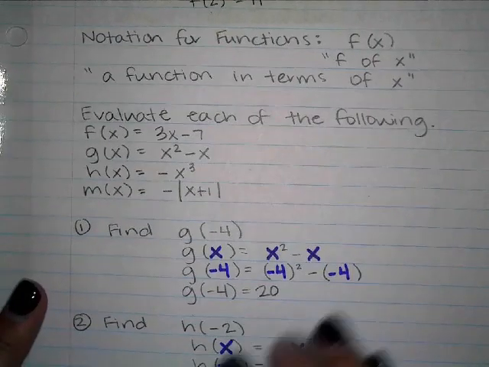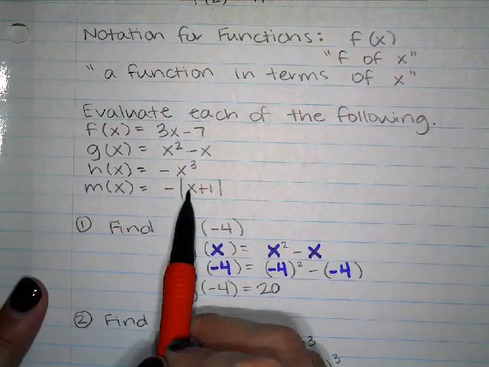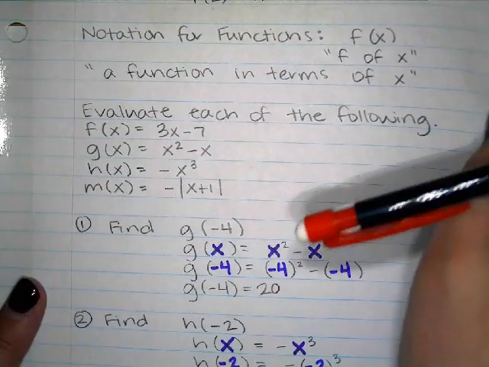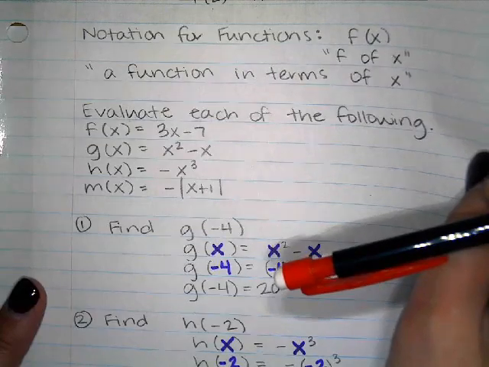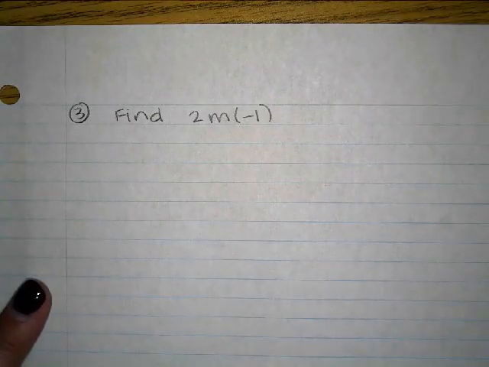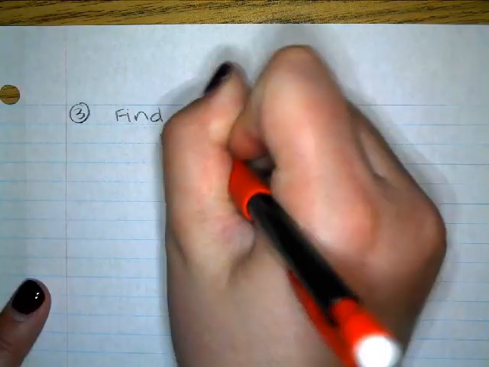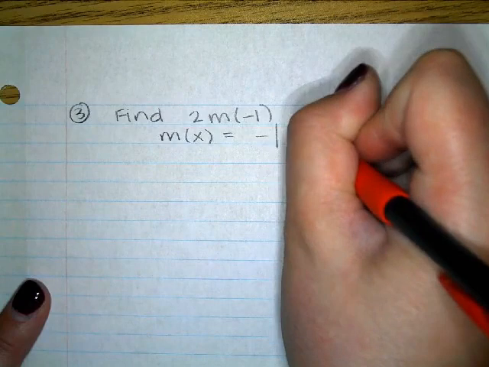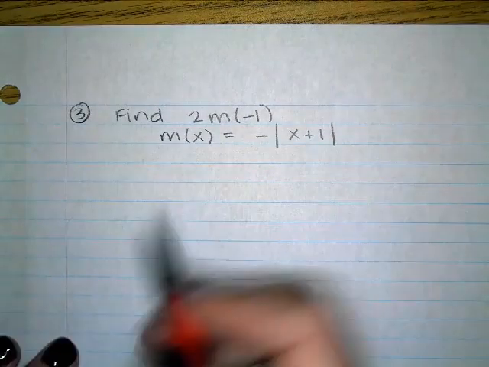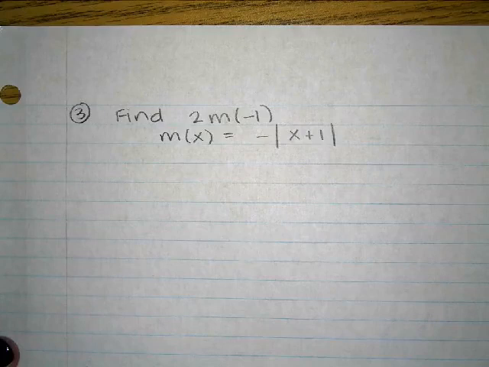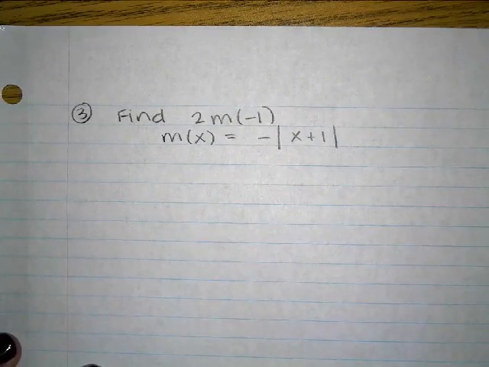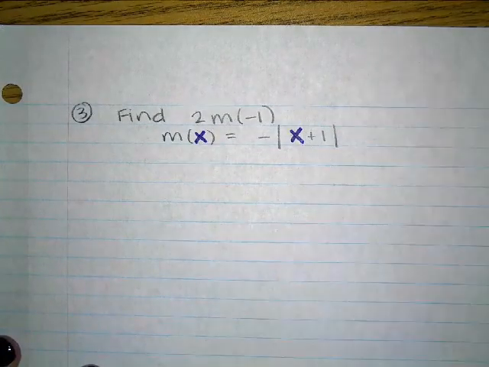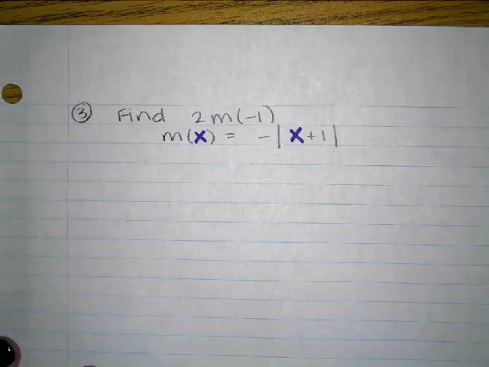I'm just going to find m of x. So I'm going to write m of x down. m of x is negative absolute value of x plus 1, okay? And I'm going to take my color and cover the x's, okay? And now I'm going to go back and put parentheses where the x's were.